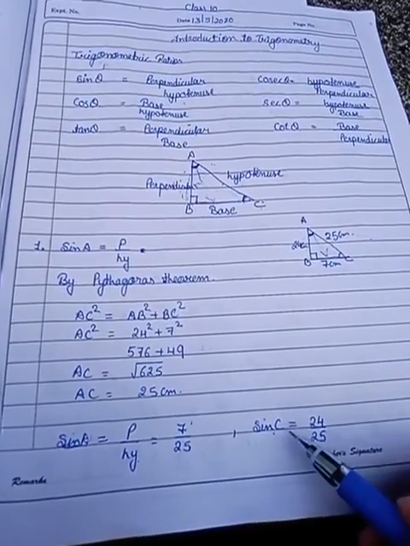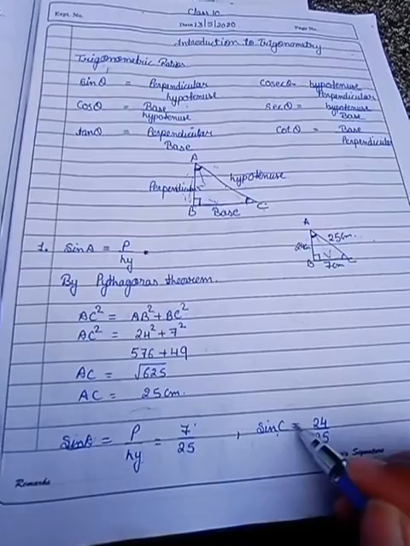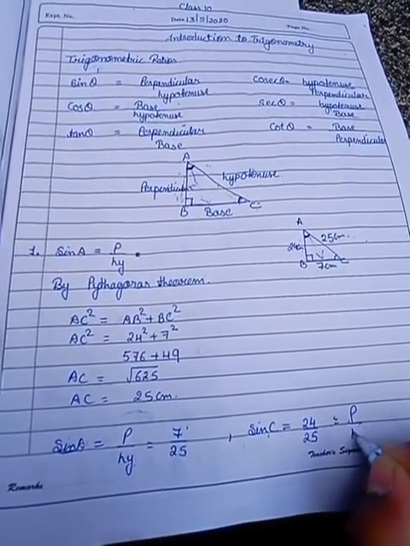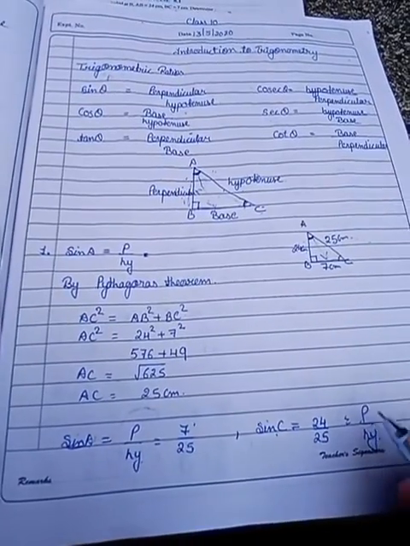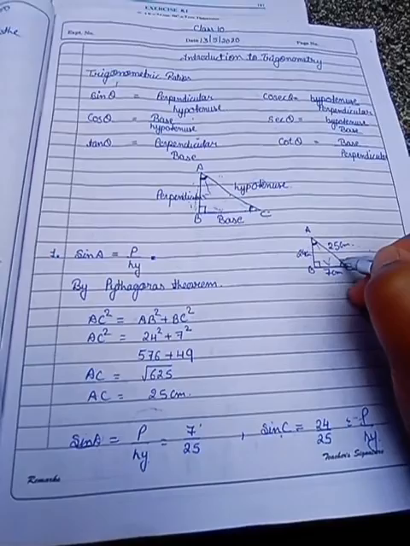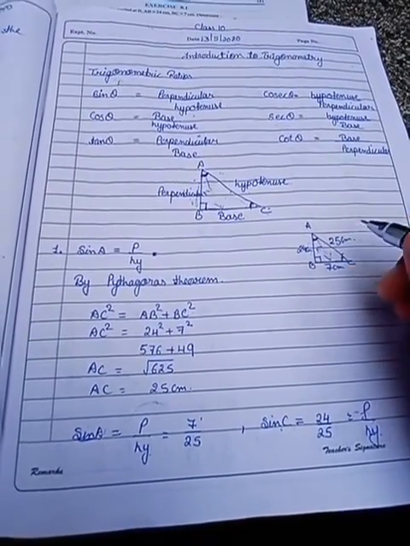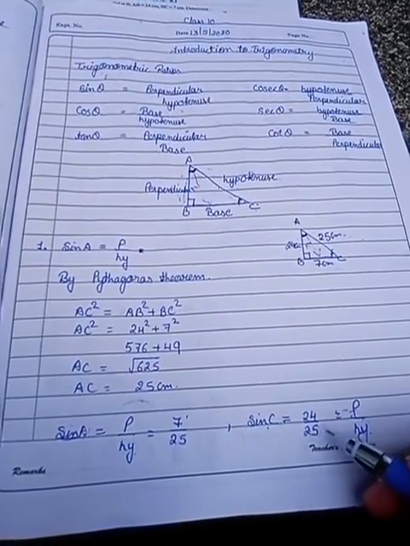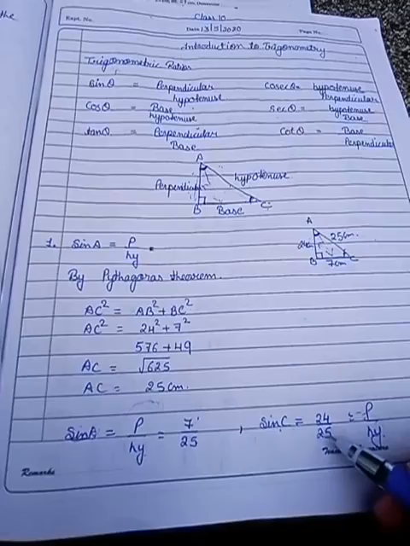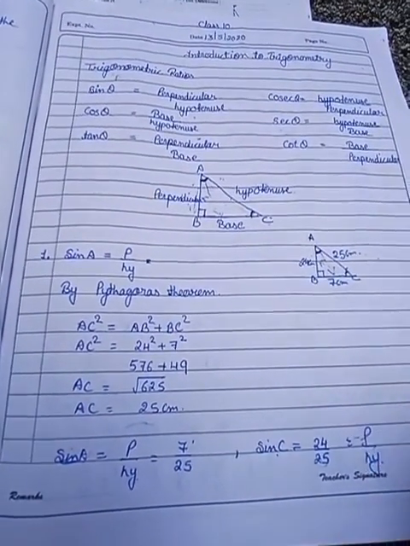Now for sin C, this formula will remain the same. It will not change. For sin C also, it will be perpendicular upon hypotenuse. But this time the perpendicular will change. For sin C, the perpendicular is the opposite side, that is 24, and hypotenuse will remain the same. Therefore sin C equals perpendicular upon hypotenuse, that is 24 over 25. Similarly, you will do cos A and cos C.